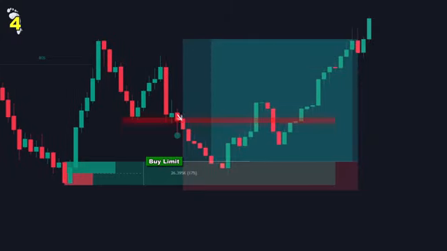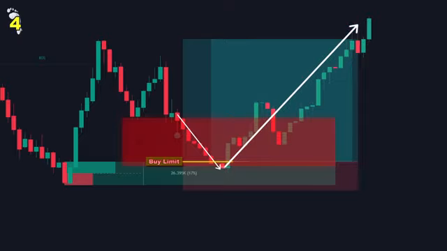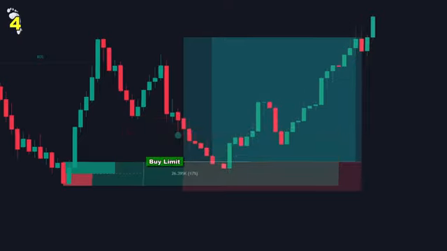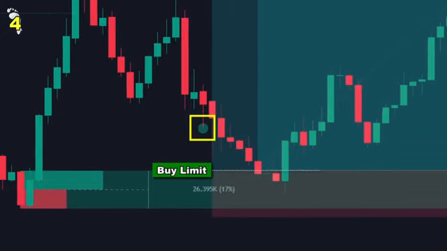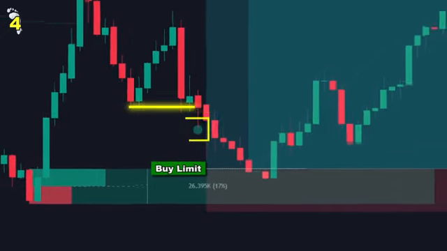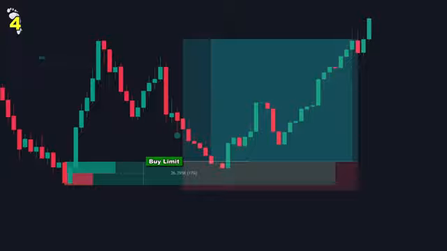In this example, price sweeps the liquidity level, hits our entry at the bullish order block, and then bounces upward toward our target. If you're using the Price Action Toolkit, you'll see the liquidity grab automatically marked with a green circle when price wicks below the previous swing low, confirming the liquidity sweep before the reversal.